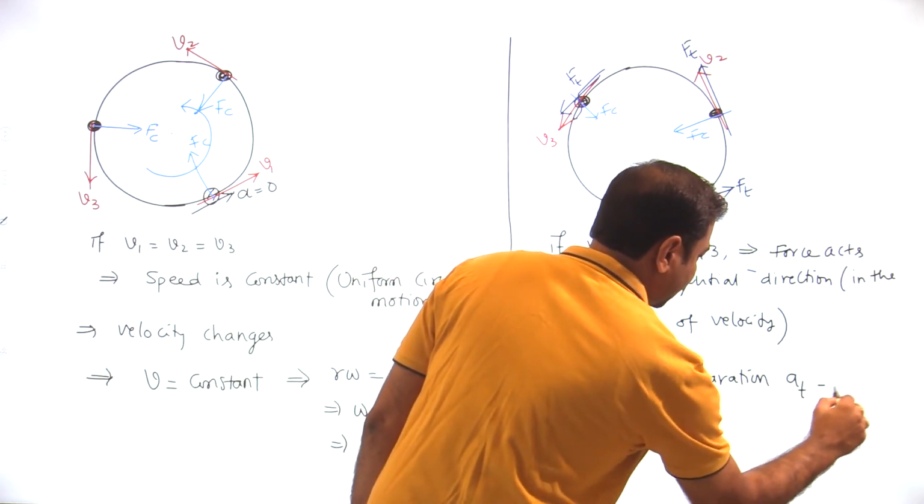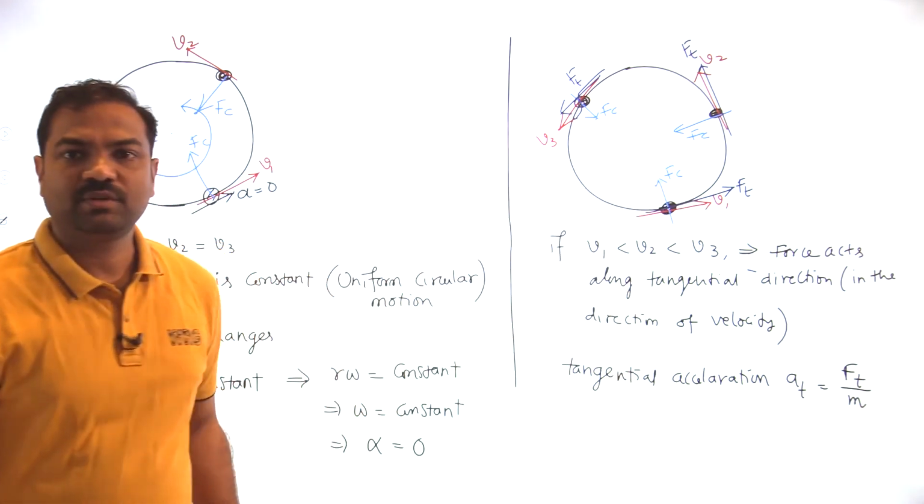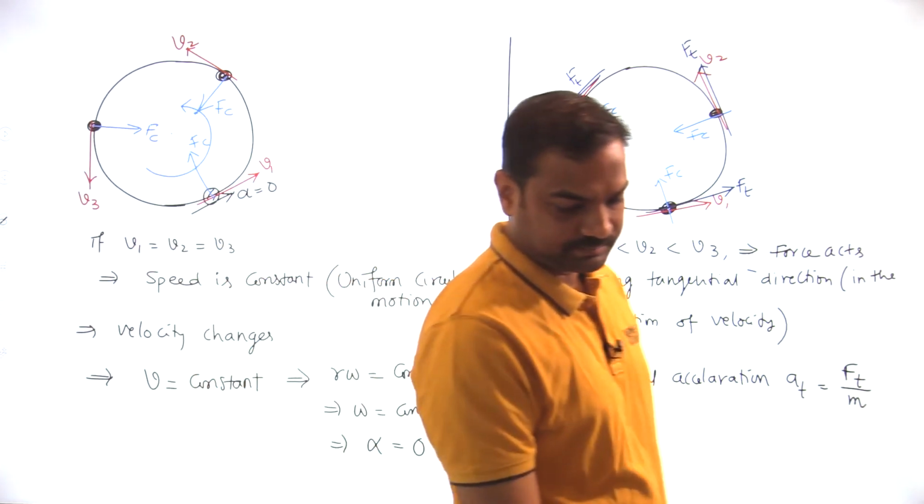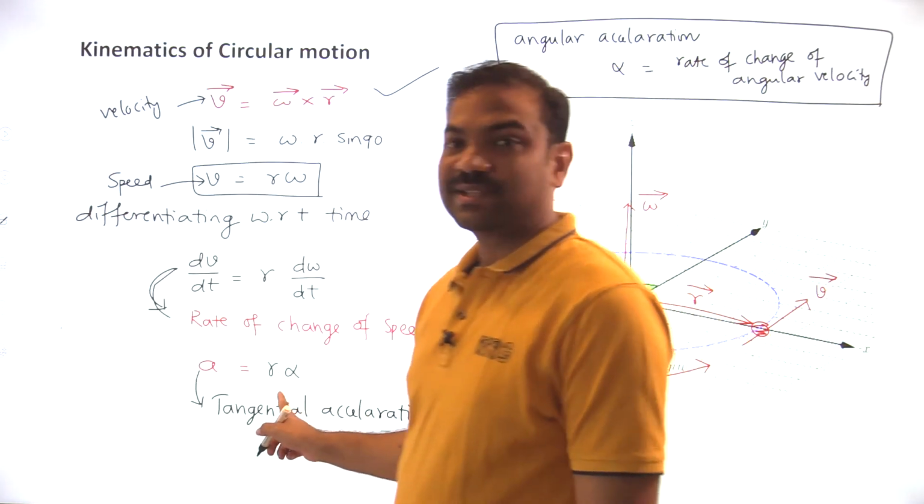That means I can write tangential force by mass. Tangential force by mass will give you the tangential acceleration. Tangential force by mass is tangential acceleration. This tangential acceleration we found, which is r alpha.